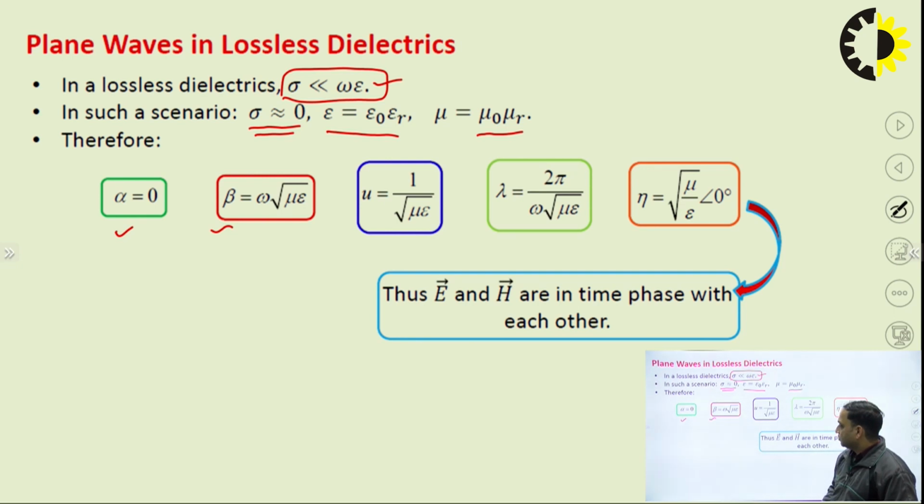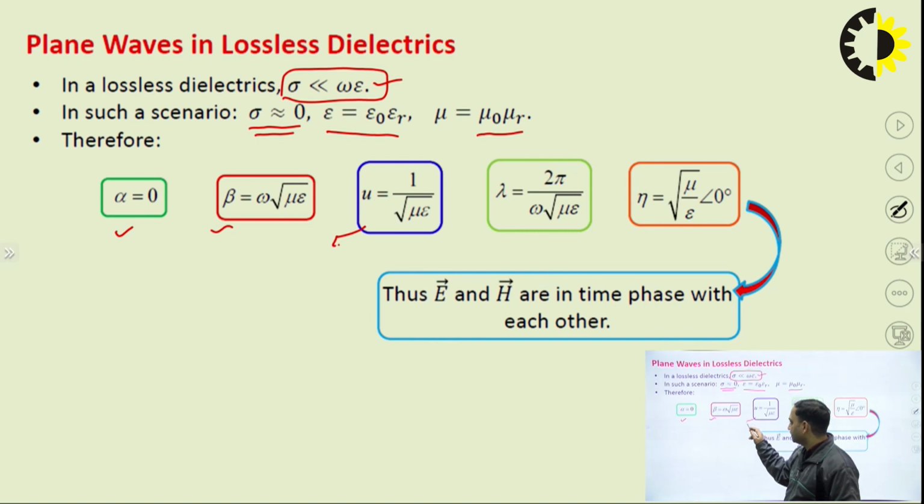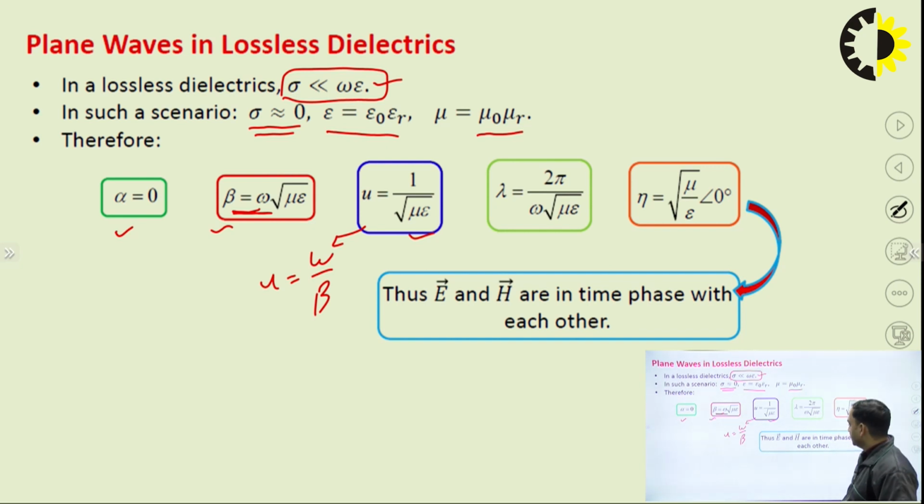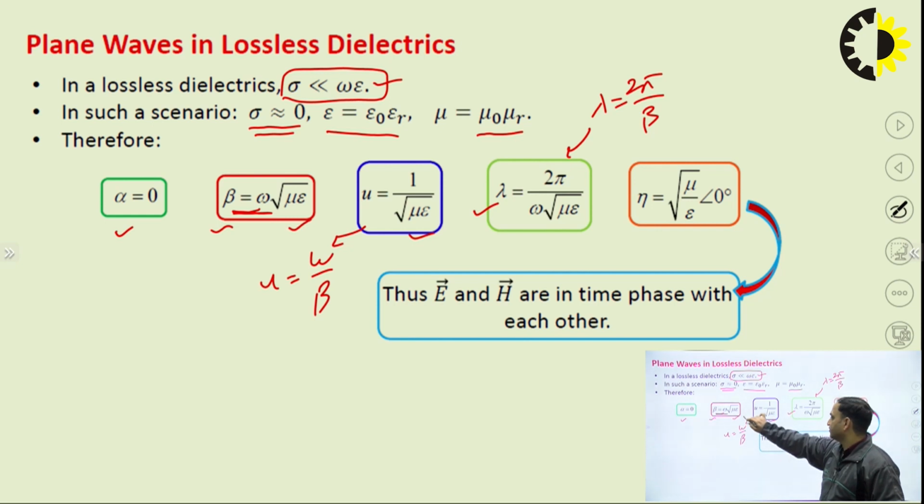Then we can use the formula for u. We know the formula for u is equal to omega upon beta, right? So you can take omega upon beta from this equation, then we will get 1 upon root mu epsilon. Then we have lambda, which is nothing but 2 pi by beta. Just take this beta from here and put it here in this way, then lambda will become 2 pi upon omega under root mu epsilon.